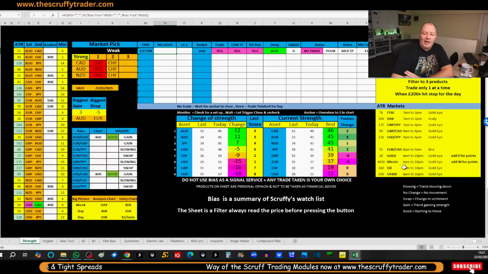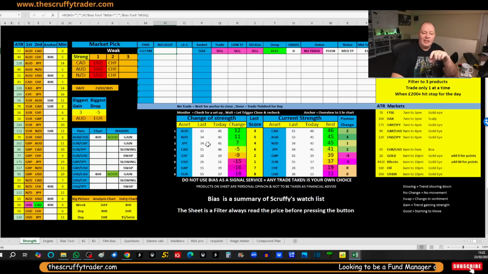So they're my markets. When it comes to this, I'm looking. So for argument's sake, say I'm going to be trading pound JPY. Well, there's my pound, and it's lost 3 points from the last data sample on this particular sheet. There's JPY, but the strengths are virtually identical. So it's not going to move far.